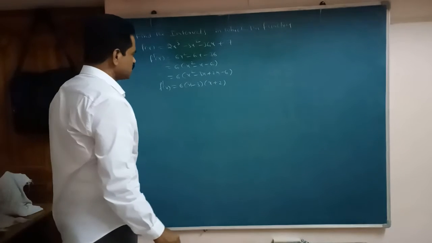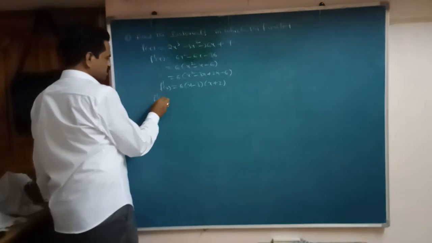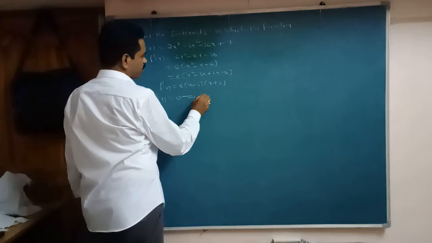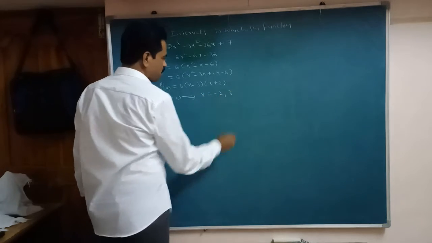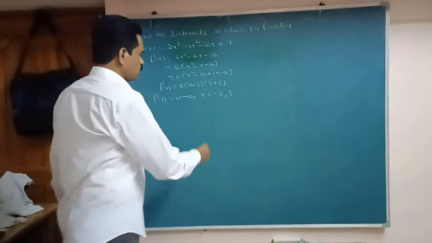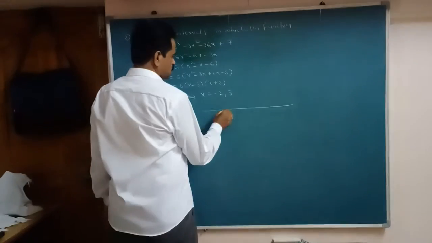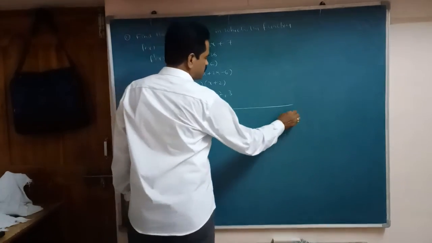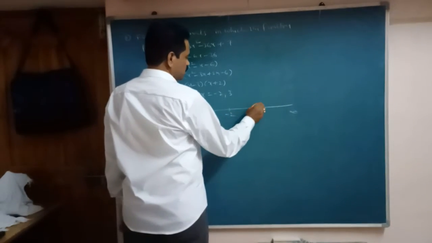So next, f dash x equal to 0. Then what are the points here? x equal to minus 2, comma, 3, critical points. Next step, divide rule. So it is minus infinity, plus infinity, minus 2, 3.